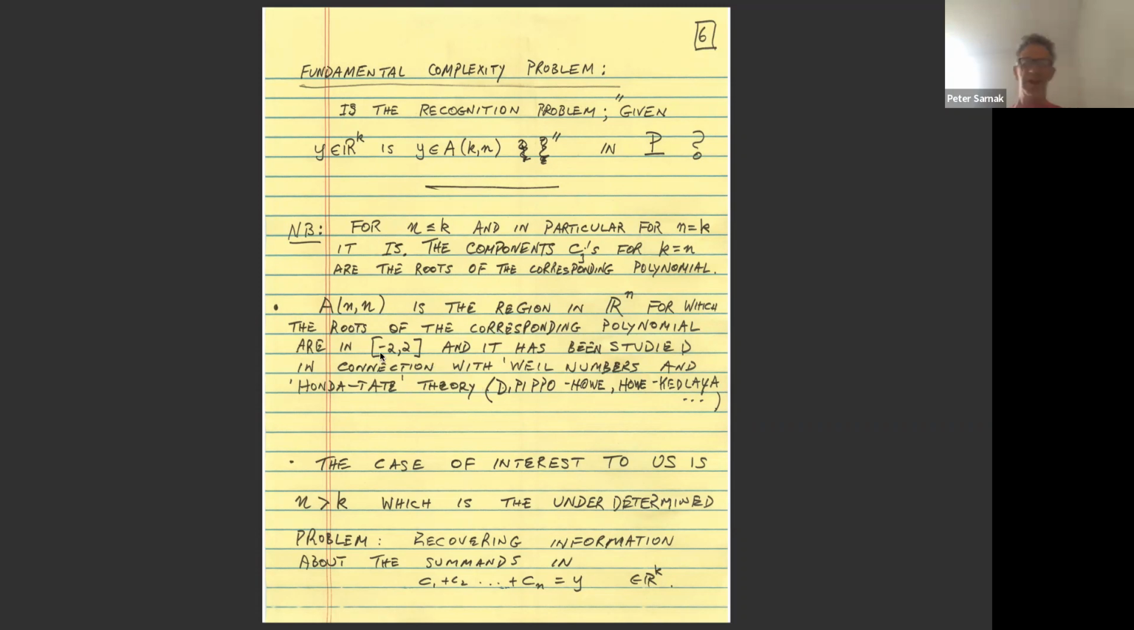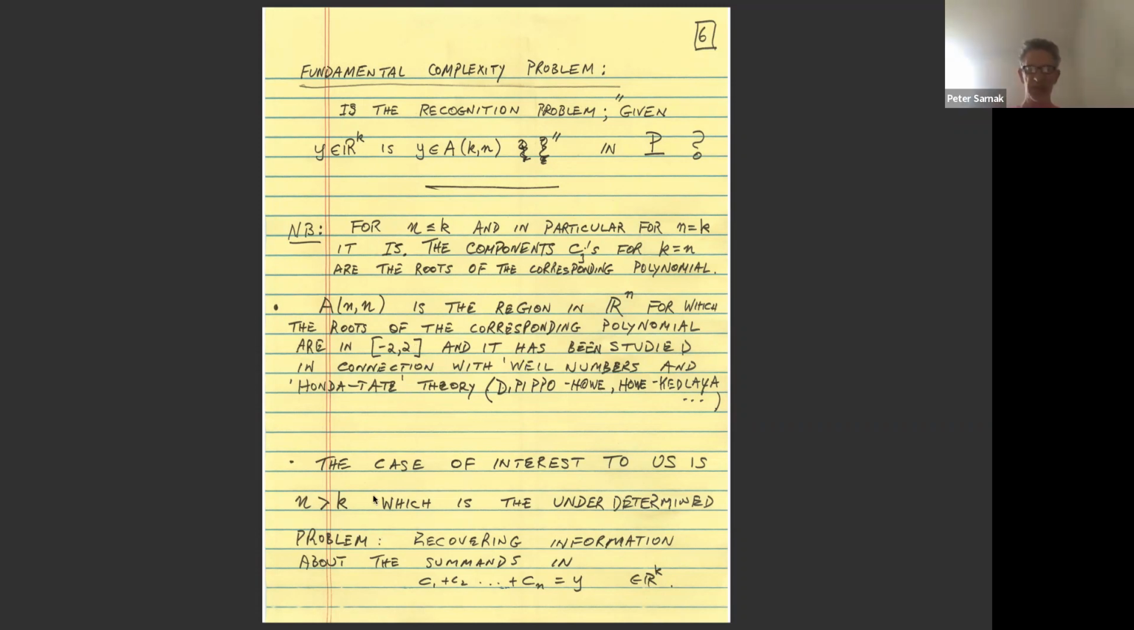So A_n is this subset of R^n, which has been looked at by De Pippo and Howe and Kedlaya. Maybe Kedlaya even spoke about related theory in this conference. And there's a nice description by de Pippo and Howe of the Euclidean volume of the set. But our problem is a different problem.